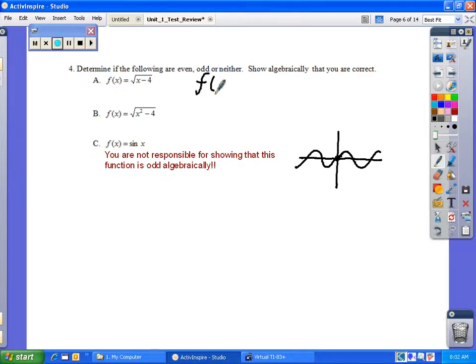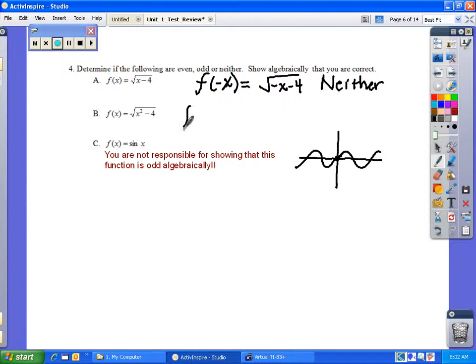So you have to find f of negative x and see what happens. For this function, it's going to be negative x minus 4. And from there, there's really nothing I can do. It's not opposite because you don't get negative, and it is not the same function. So therefore, you know that this is neither.